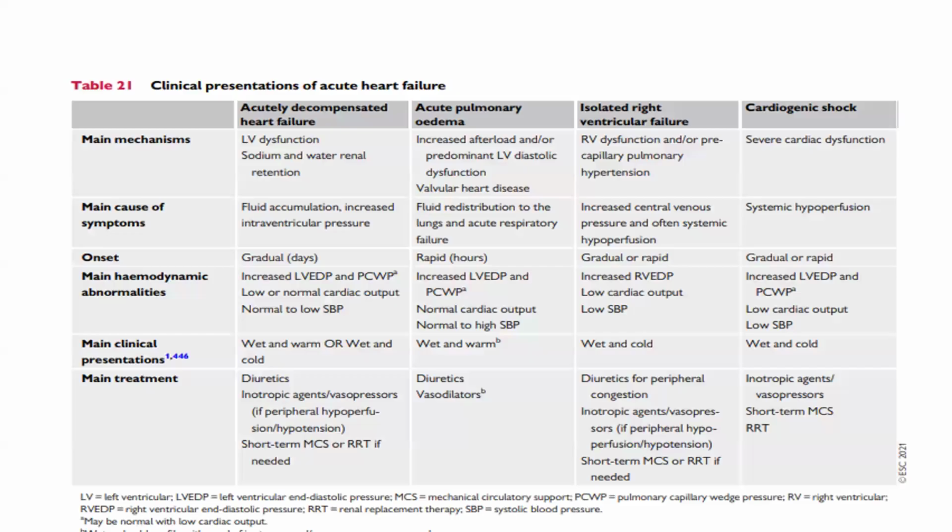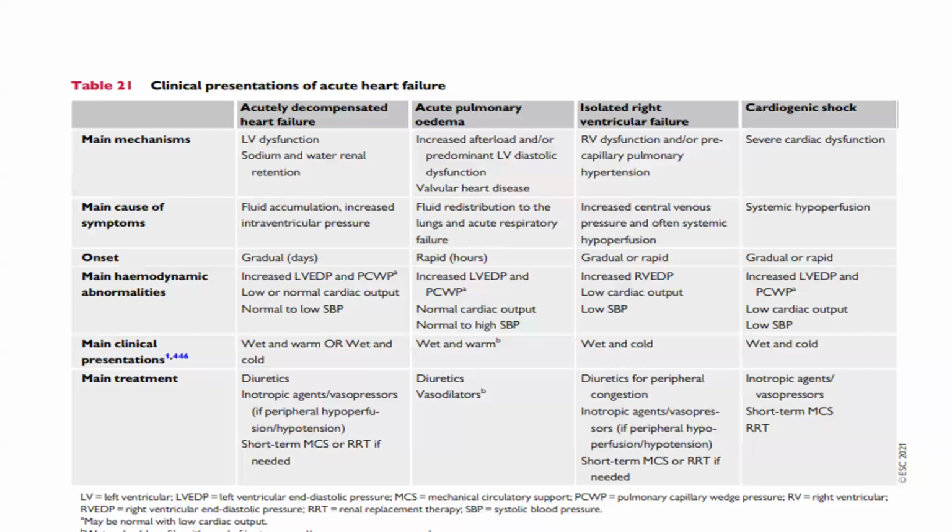So clinical presentation of acute heart failure can be acute decompensated heart failure, acute pulmonary edema. It could be isolated right ventricular failure and the patient can present as cardiogenic shock. So the main mechanism behind acute decompensated heart failure is LV dysfunction and sodium and water renal retention. And the main cause of symptoms is basically fluid accumulation and increased intraventricular pressure. Main hemodynamic abnormalities are increased left ventricular end diastolic pressure, pulmonary capillary wedge pressure, low or normal cardiac output, normal or low systolic blood pressure.